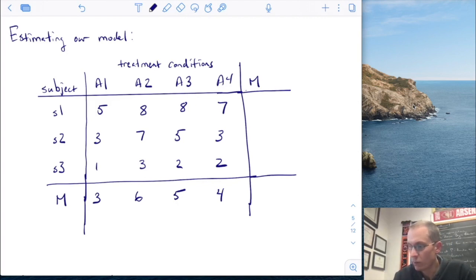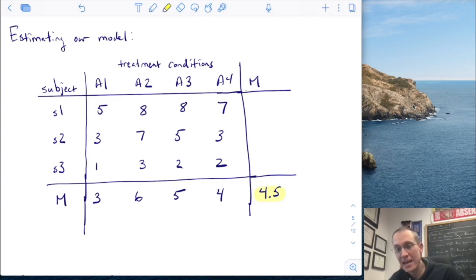Now we'll use this to find the grand mean. This is a balanced design, so there's an equal number of observations in each experimental condition, so we can simply take the average of the means themselves. This is 3 plus 6, which is 9, plus 5, which is 14, plus 4, which is 18. We take 18 divided by 4. We don't get a whole number, but we get something reasonably easy to deal with, which is 4.5. So there's the grand mean. I'm going to highlight that because we're going to need that a bit later.